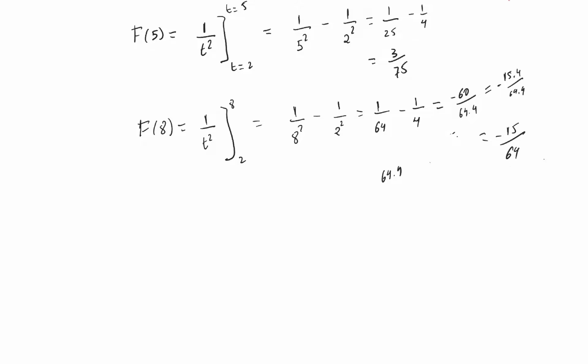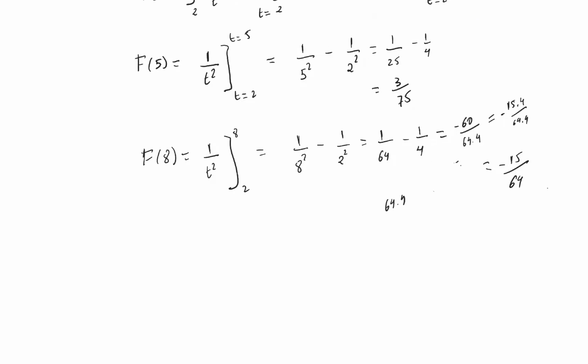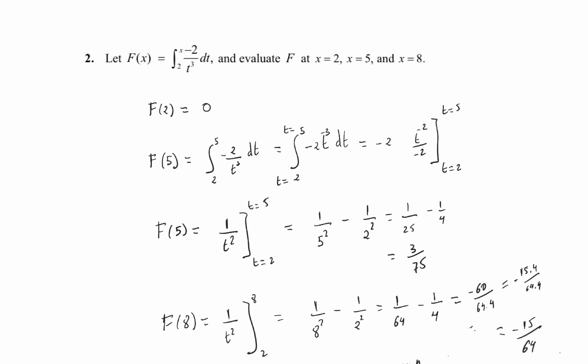The next problem says, let F of x equal the integral from 2 to x of minus 2 divided by t cubed dt. Evaluate F at the points x equal 2, x equal 5 and x equal 8. Well, F of 2 is 0 because the integral from 2 to 2 is 0. No question. F of 5 is the integral from 2 to 5 of minus 2 divided by t cubed. If you make the calculation, I didn't do it, you do it.